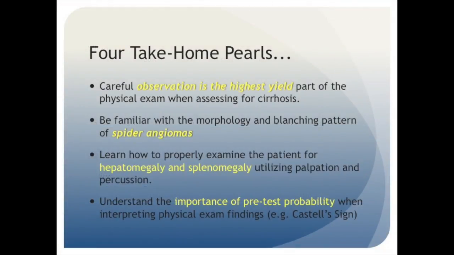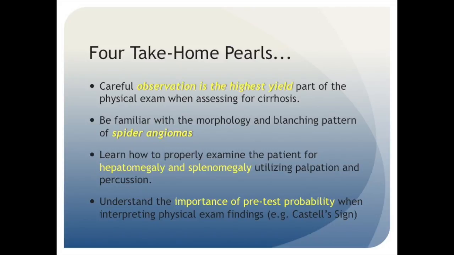So to conclude, I'd just like to review 4 take-home pearls from this video. The first is that of all elements of the physical exam in assessing a patient with suspected cirrhosis, observation is probably the highest yield, and we learned some of those particularly validated exam findings, like spider angiomas, palmar erythema, or distended abdominal wall veins. Second, make sure to be familiar with the morphology of spider angiomas, including where on the body to find them and their characteristic blanching appearance.